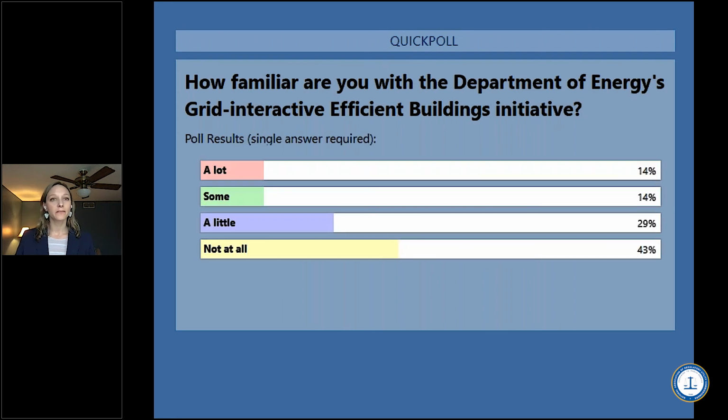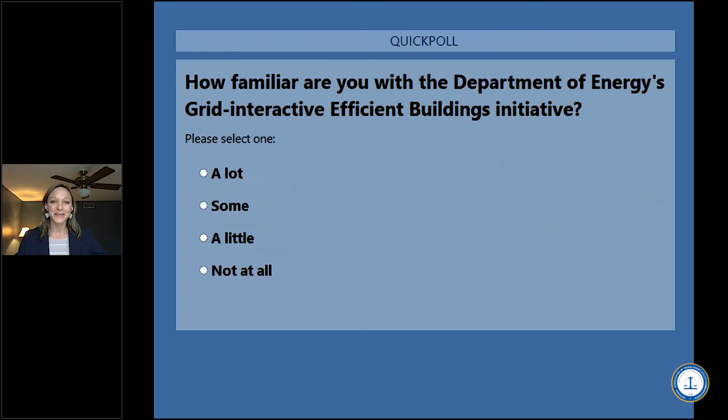Okay, good. So we have some people who know a lot, or some are a little, and half of the people who don't know too much at all about it, which is good because I have lots of information to share about it. So if we can go on to my next slide.